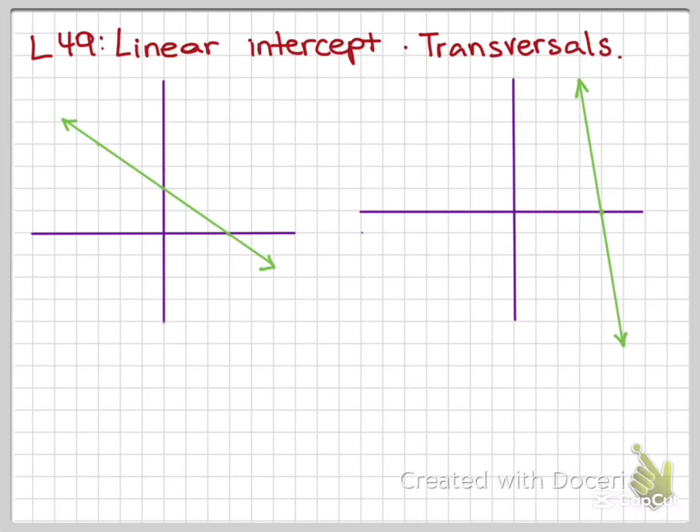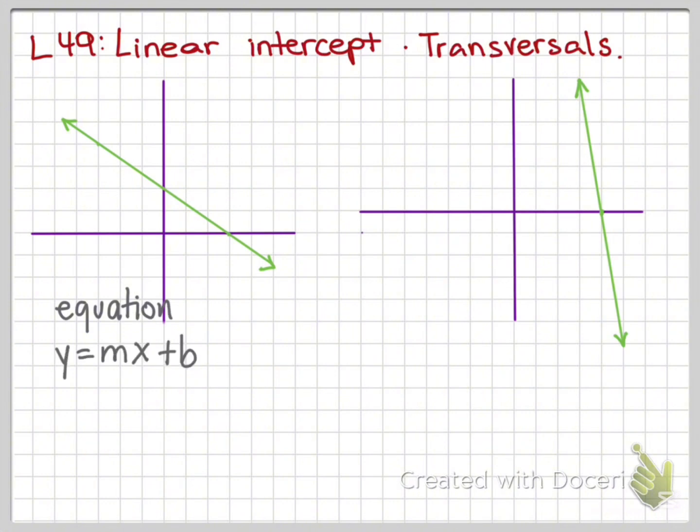Lesson 49 is about linear intercepts. And then we will also see transversals. So let's start with the linear intercept. When we have something like this and they ask for us to find the equation of the line, remember the equation of the line is y equals mx plus b.